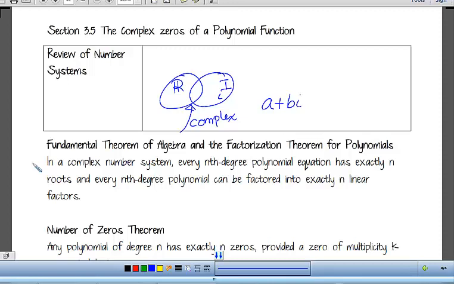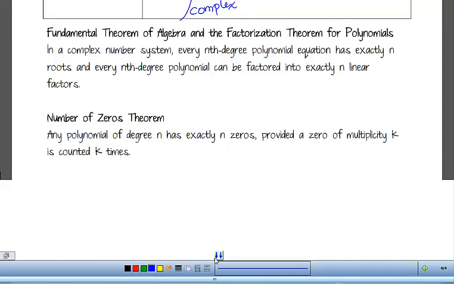The number of zeros theorem: any polynomial of degree n has exactly n zeros, provided a zero of multiplicity k is counted k times. So if we've got x minus 2 times x minus 2, we count each of those once. That would be 2 zeros. We've talked a little bit about multiplicity already. In short, it doesn't mean that there's n unique zeros. Some of those zeros are repeated.